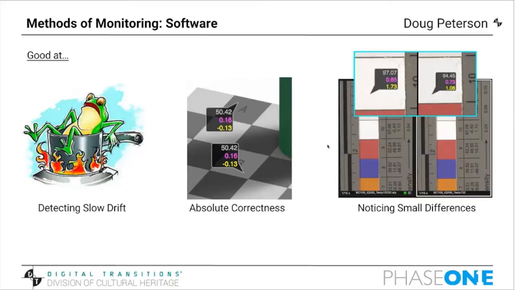And it's excellent at noticing small differences. So here, where visually it was actually pretty hard to see which one was brighter, it's very, very straightforward to see that this one is 97 and this one's 94.5. It's actually a very big difference numerically, even though it's a very subtle visual difference. So it's very easy to pick up on those differences.